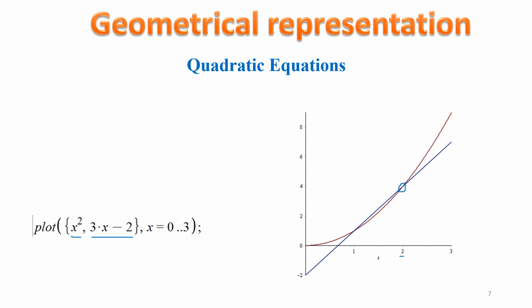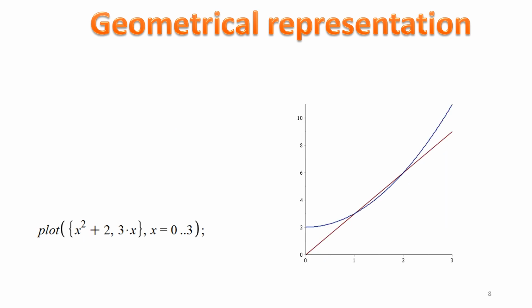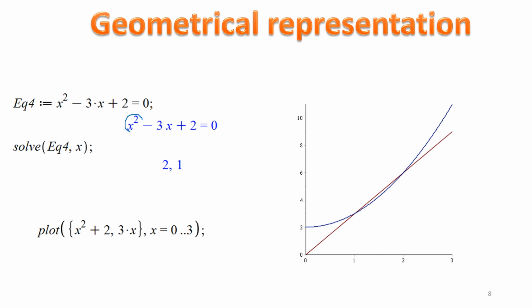This point corresponds to 2 and this point corresponds to 1. So obviously we know the basic equation and its roots. Similarly, you can find another form in which we consider x square plus 2 on one side, and minus 3x is shifted to the right hand side, it will be plus 3x. So we can plot these two entities together in the same range, x running from 0 to 3.